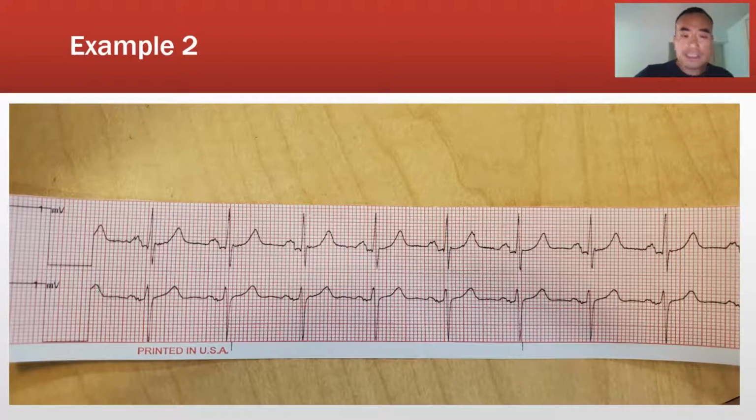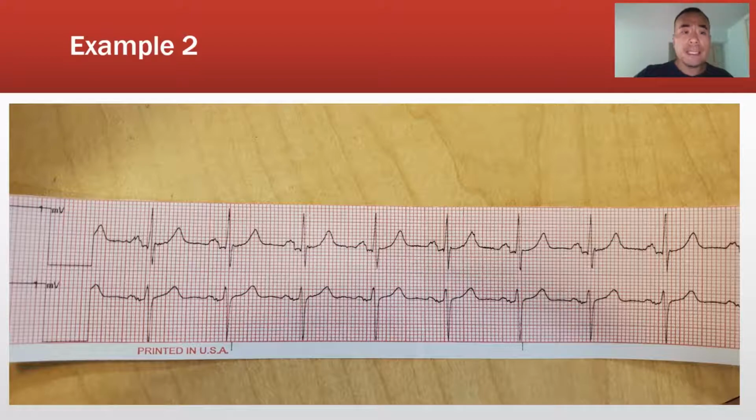T waves, they're upwards, but they're a little bit peaked. So my interpretation of this rhythm strip will be, it is a normal sinus rhythm with peaked T waves, right? And the reason why we note the peaked T waves is because potassium imbalances could cause some morphology changes in the T waves, and it's something that we should monitor closely.